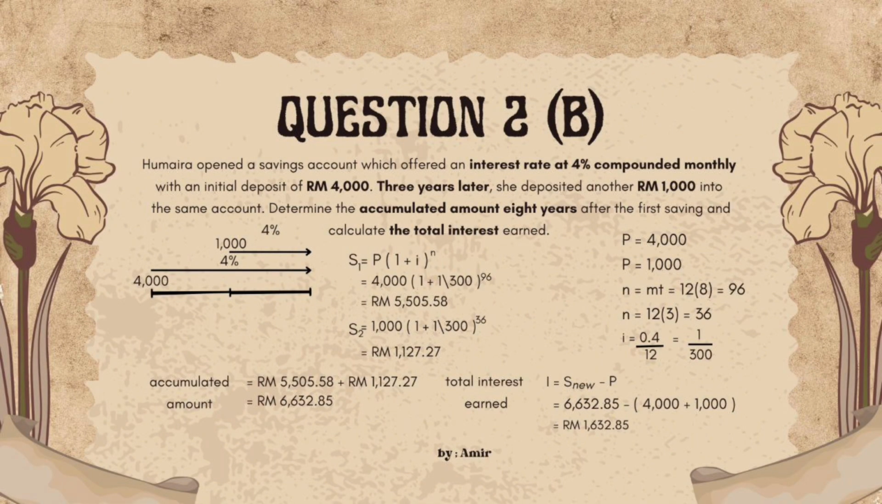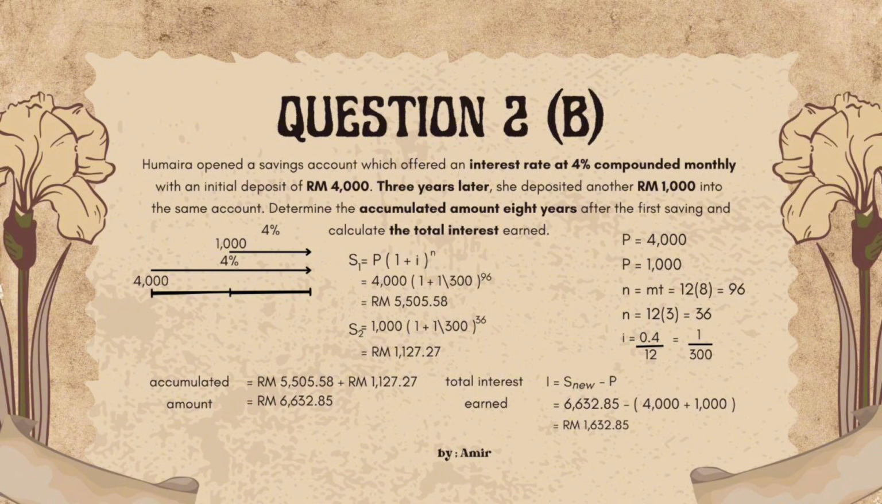Okay, next we go to question 2B. The question given is: Umairah opened a saving account which offers an interest rate of 4% compounded monthly with an initial deposit of RM4,000. 3 years later, she deposited another RM1,000 into the same account. Determine the accumulated amount each year after the first saving and calculate the total interest earned.